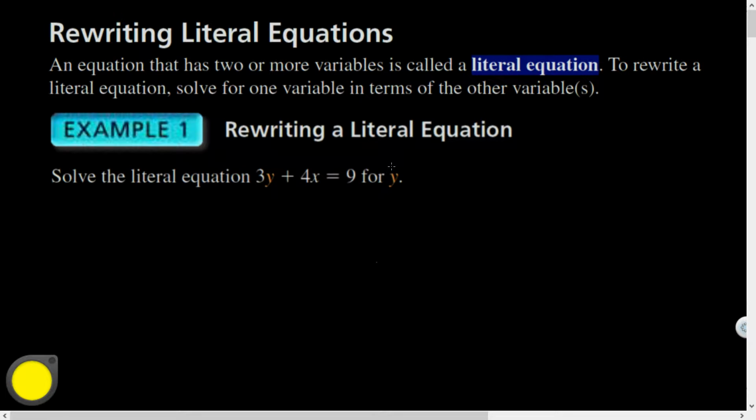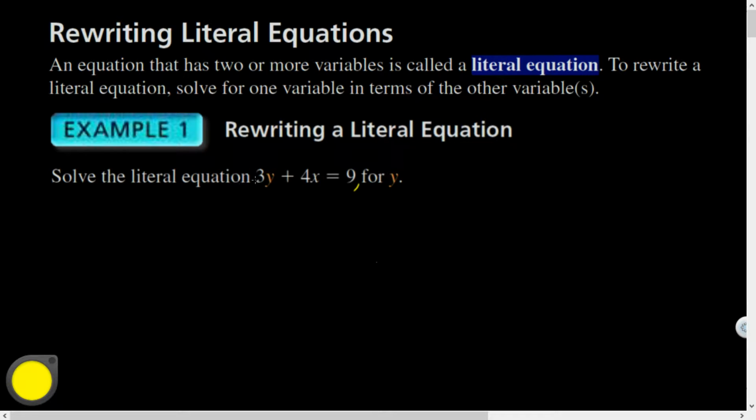So today's lesson is called rewriting equations and formulas. And here's the first idea. An equation that has two or more variables is called a literal equation. To rewrite a literal equation, solve for one variable in terms of the other variables.